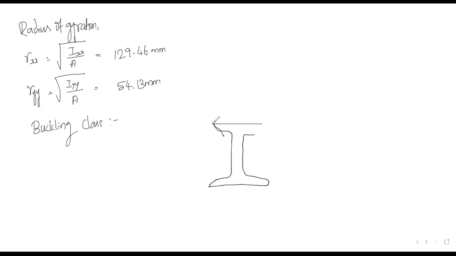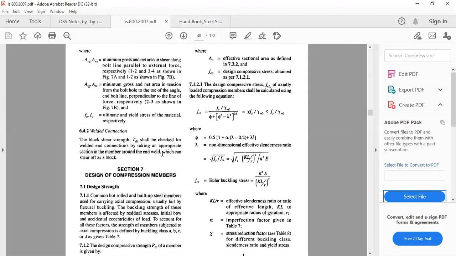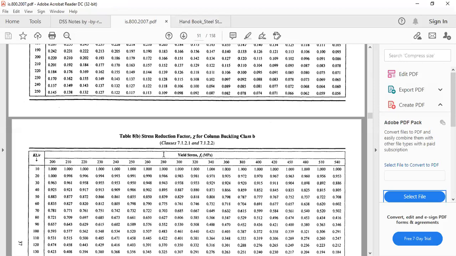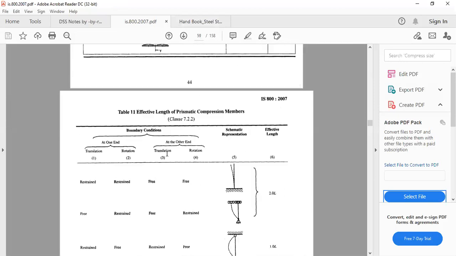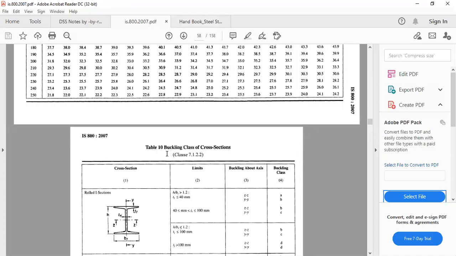Okay, this is an I section. So for the I section, what is the buckling class category? Here we have the buckling class categories. So how to calculate the buckling class from table 10?